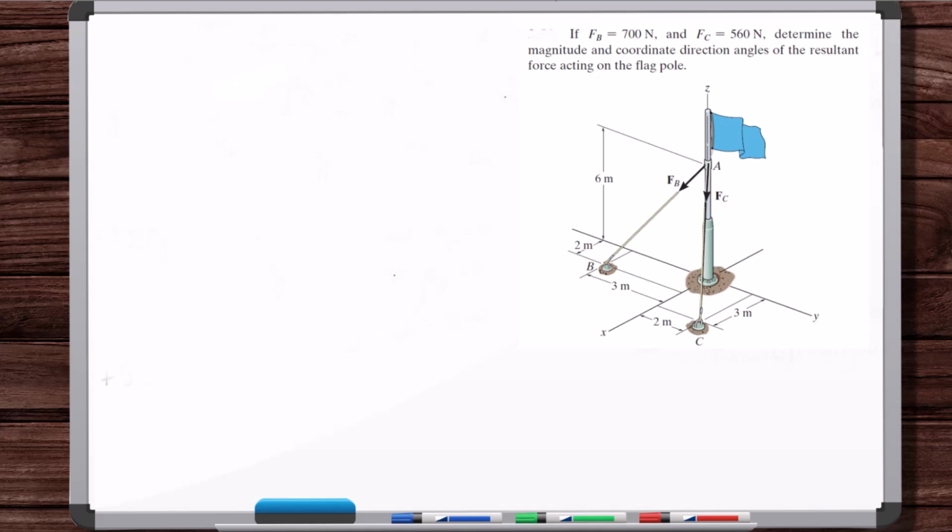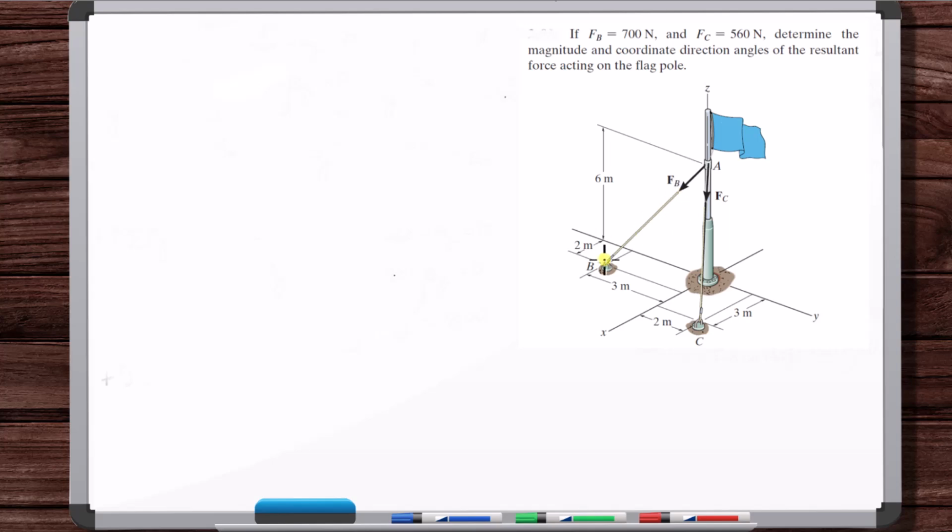In this video, we're going to work a problem where we use a position vector to find a unit vector in the direction of a known force, and then use that unit vector to get the force vector. It says if FB is equal to 700 newtons, and FC is equal to 560 newtons, determine the magnitude and coordinate direction angles of the resultant force acting on the flagpole.